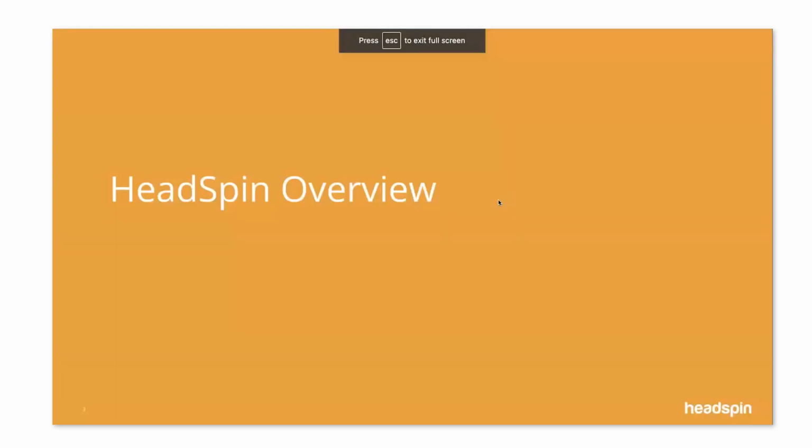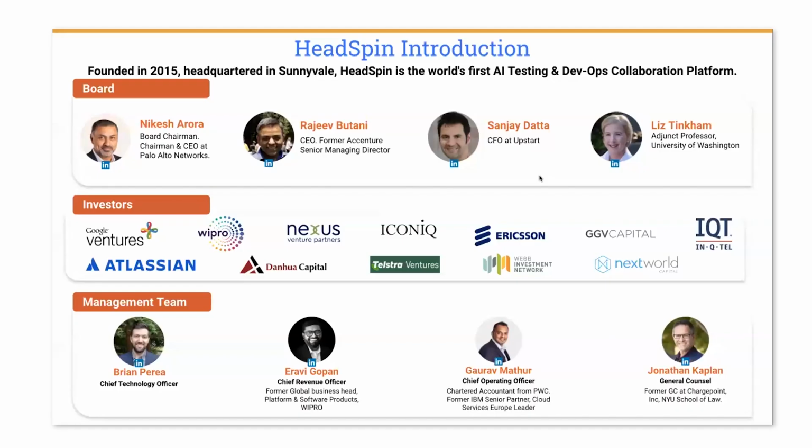So who is HeadSpin and what do we offer? HeadSpin's a 7-year-old company based in Sunnyvale, California, and we were founded on the premise of helping our customers execute synthetic testing on real-world digital experiences. As you may be aware, speed, ease of use, and ensuring the experience is consistent are critically important to the success of every enterprise. And that's where HeadSpin's platform really comes into play.